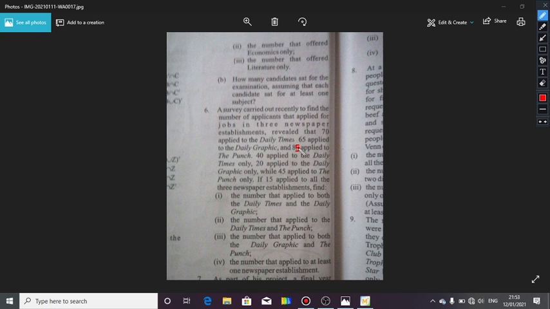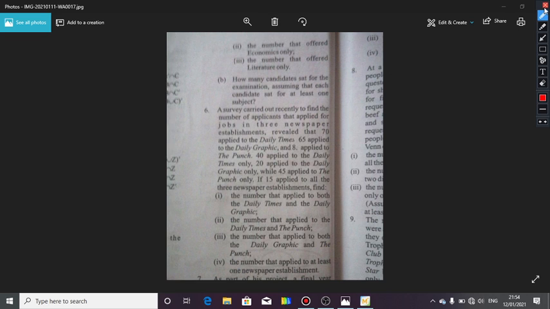So if 8 is the total number of those that applied to Punch, then 45 is just only Punch. These 45 do not apply to Daily Times, and they don't apply to Graphics. So they apply to Punch only. That's what this statement is talking about. So please take note of that. I just wanted you to know that there's a mistake in this place. So with 85, you get your answer without any error. So take note of this.